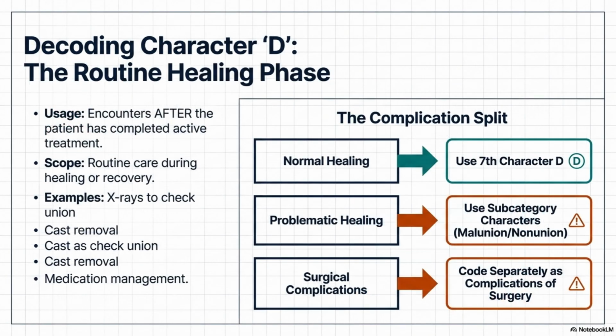Routine healing refers to the normal recovery phase that follows the completion of active treatment. Once the acute phase has passed, the patient transitions into routine healing, and that's when you assign seventh character D. This phase includes things like cast removal, follow-up X-rays to check healing progress, and medication adjustments. But if the healing process isn't progressing normally, for example, if there's malunion or non-union, you no longer use D. Instead, you assign the appropriate complication code.